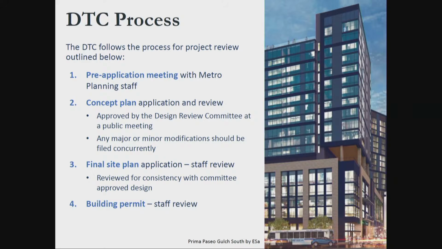Essentially, this is then reviewed for consistency with the committee-approved design. So the Downtown Code DRC is making those decisions around the design of a project, and then they come in for a final site plan, which is the really detailed drawings, and staff reviews those for consistency with that committee-approved design. And then the last step would be building permit review, and that is a staff level review as well. It is not uncommon for DTC projects to have several building permits that are associated with them, and we do review all of those.